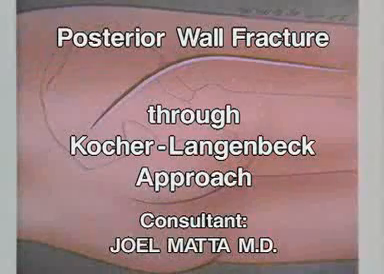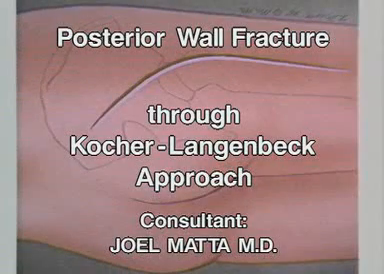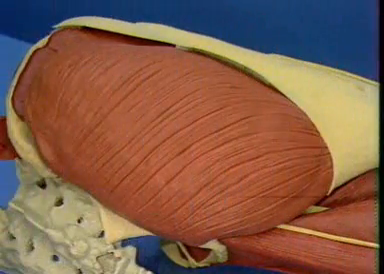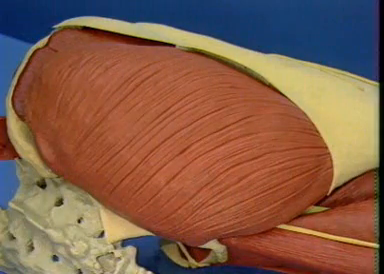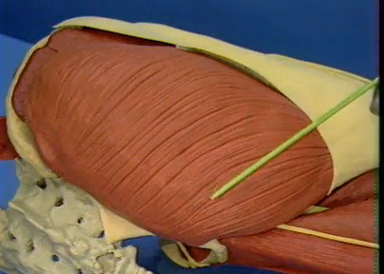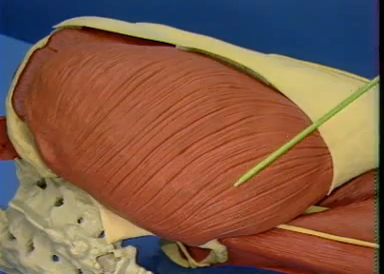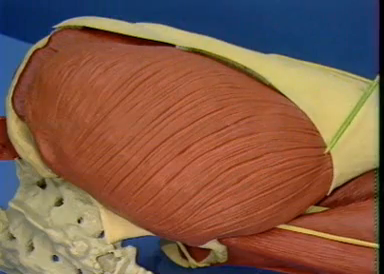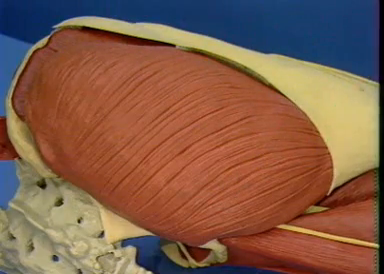The first exercise, the fracture of the posterior wall, is performed through the Kocher-Langenbeck approach. For this approach and this fracture, the patient is placed in a lateral position on a standard table. The surgeon stands behind the patient. The head is to the left, the foot is to the right.